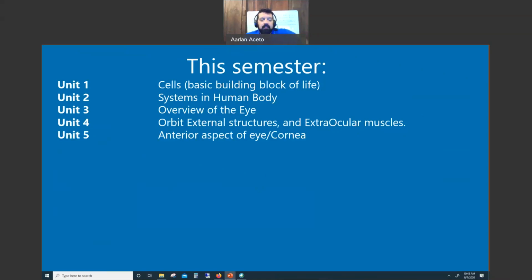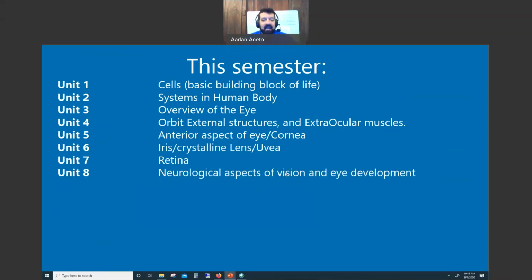We'll start from the front and go back. So we'll start with the cornea, and then we'll go back and get the iris, crystalline lens, and the uveal tract. Then we're going to get into the retina, which is the back where everything focuses. We will then look at how your eye and brain work in order for you to see things. And we may get a little bit into embryology, just how does it start, how does it move, how does it grow.